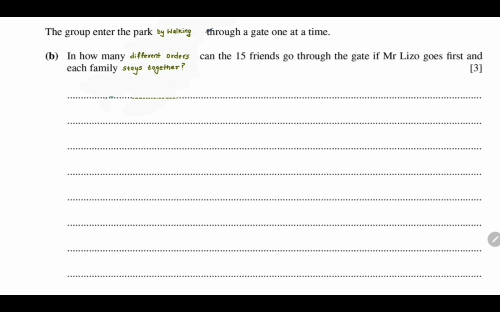The group enters the park by walking through a gate one at a time. In how many different orders can the 15 friends go through the gate if Mr. Lizo goes first and each family stays together? See, this is an important point to note. Mr. Lizo goes first and each family stays together. So the Lizo family is first. Now we are left with 3 families.